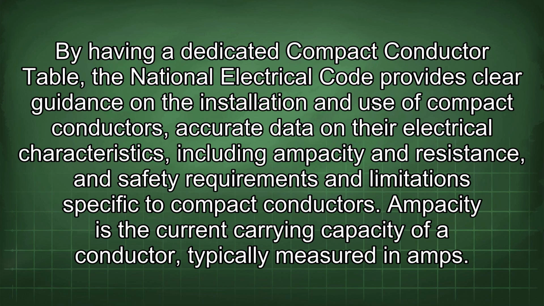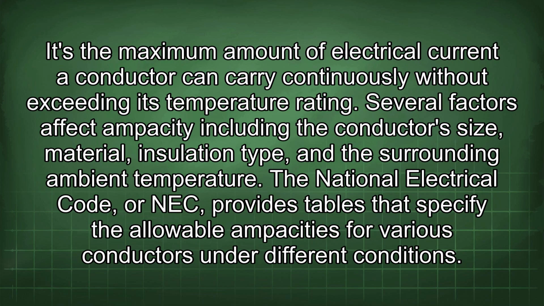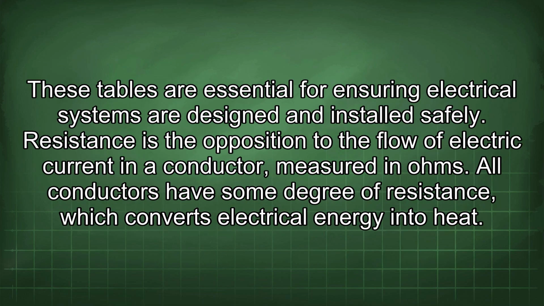Ampacity is the current carrying capacity of a conductor, typically measured in amps. It's the maximum amount of electrical current a conductor can carry continuously without exceeding its temperature rating. Several factors affect ampacity, including the conductor size, material, insulation type, and the surrounding ambient temperature. The National Electrical Code, or NEC, provides tables that specify the allowable ampacities for various conductors under different conditions. These tables are essential for ensuring electrical systems are designed and installed safely.